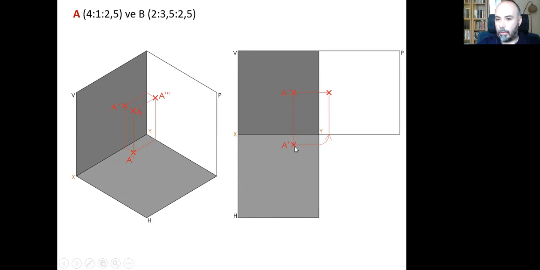So in order to locate the position of A prime, I need to use 1 as the interval and 2.5 as the distance. I need to measure 1 centimeter in this direction, 2.5 centimeters in this direction, and find their intersection as the position of A prime here.